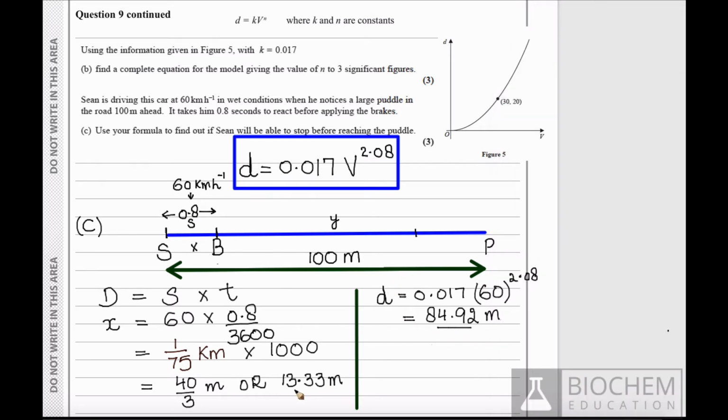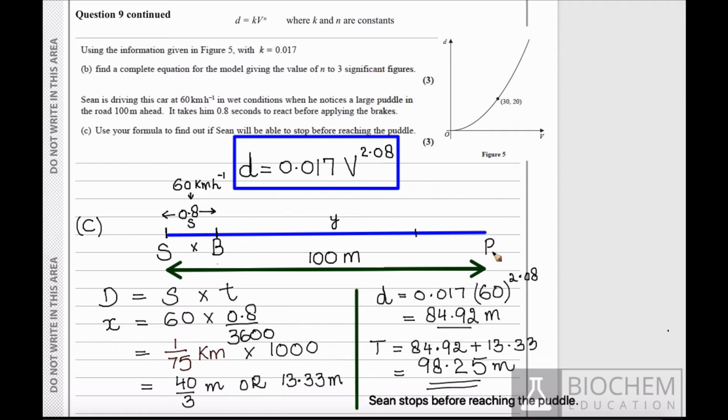Now we will add this and this distance together to get the total distance traveled by the car before it came to rest. So the total would be 84.92 plus 13.33, which came out to be 98.25 meters. Now this was less than the 100 meter distance from the puddle, so the car will stop before reaching the puddle. So we will write a final answer for the examiner: Sean stops before reaching the puddle.